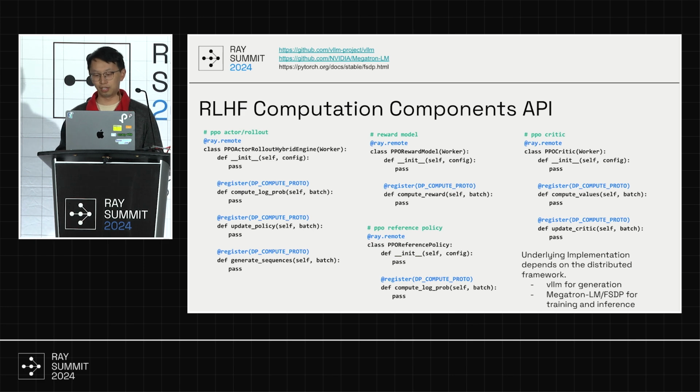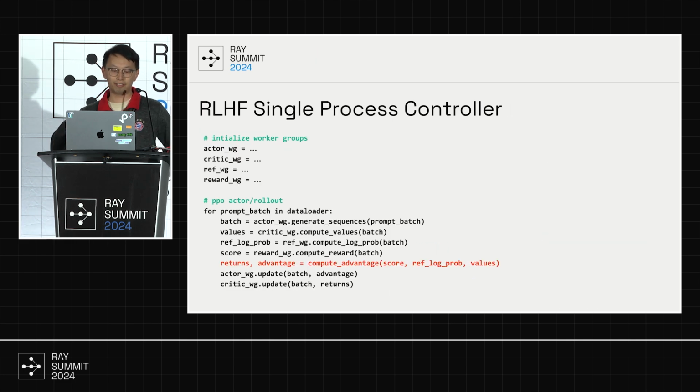Okay, so the underlying implementation that fits into these APIs actually depends on the distributed frameworks. For example, for generation we actually use vLLM, and for training and inference you can use Megatron-LM or PyTorch FSDP. Okay, so after building all those computation components in SPMD fashion, we can invoke those computation components by using a single process controller.